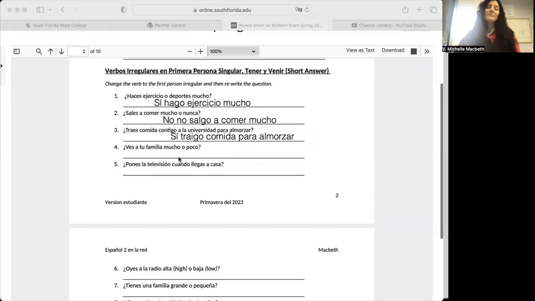No? And what's the yo form of ves? It's veo. No? So what might we say? No. No veo a mi familia. I never see my family. No? What is the yo form of pones? It's pongo. So I'm just alternating the sí and the no. Right?